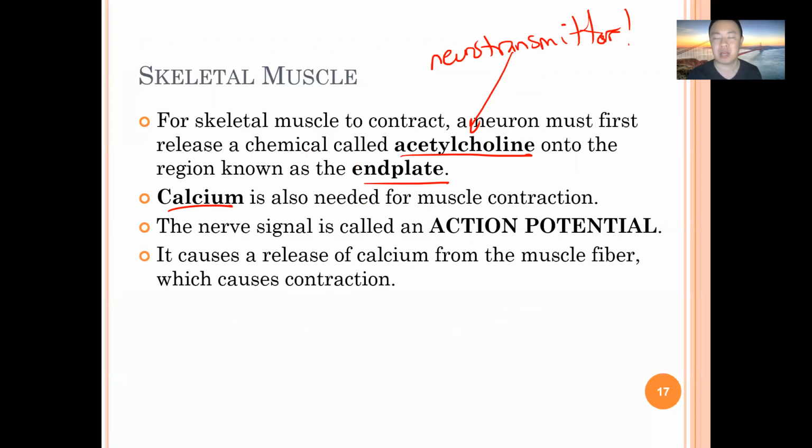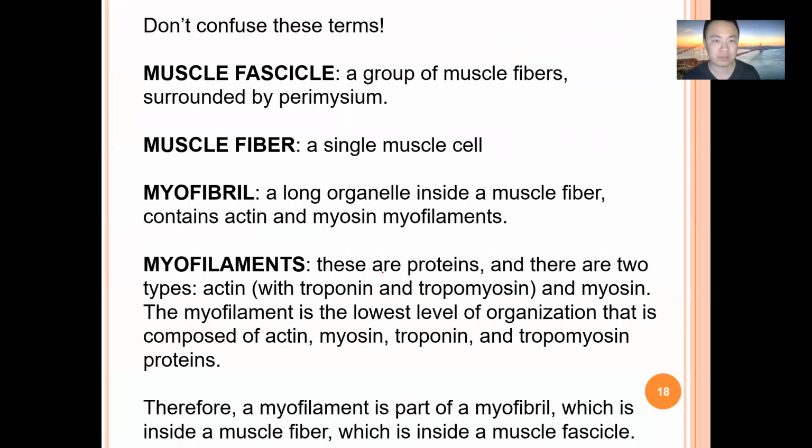If you don't have enough calcium in your muscle tissue, eventually your body's going to take it away from your bones and feed them into your muscles so you can contract those muscles. The nerve signal that passes through is called an action potential. That is the neural impulse, okay? And it causes a release of calcium from the muscle fiber, which causes a contraction.